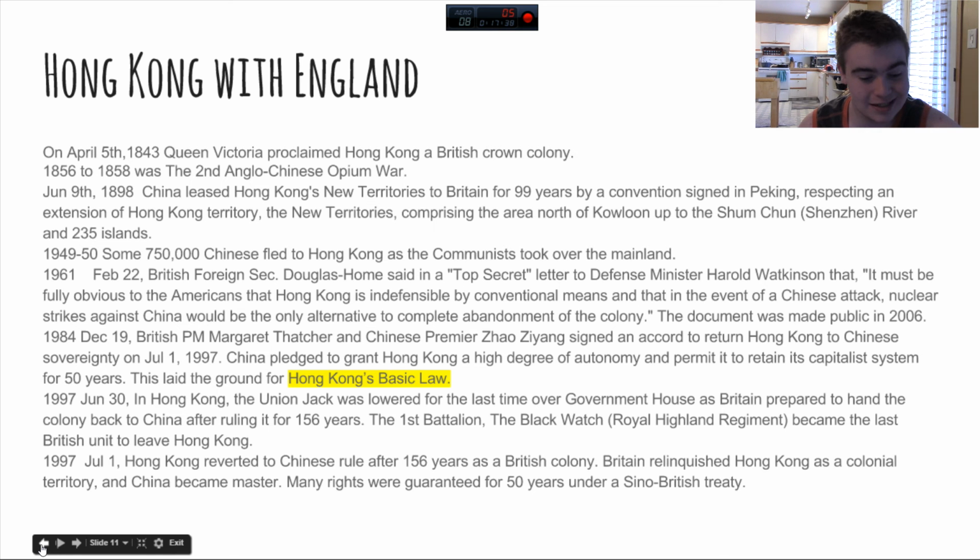July 1st, 1997. Hong Kong reverted to Chinese rule after 156 years as a British colony. Britain relinquished Hong Kong as a colonial territory, and China became master. Many rights were guaranteed for 50 years after a Sino-British treaty.